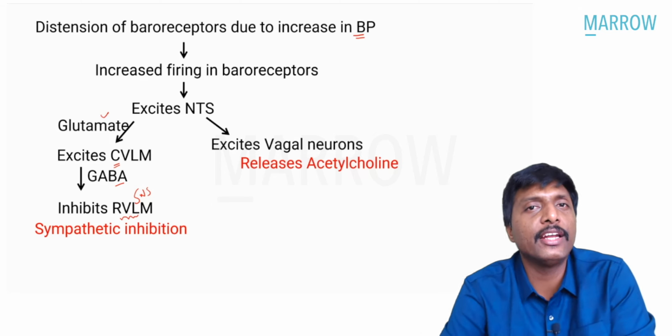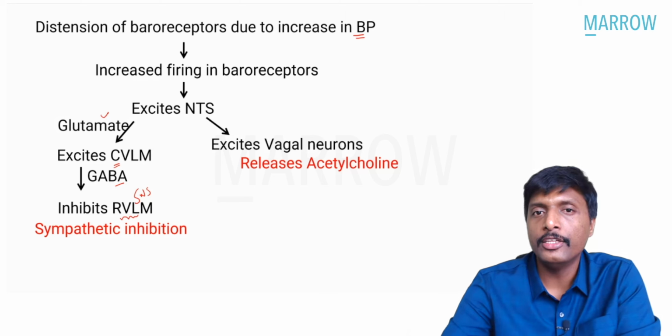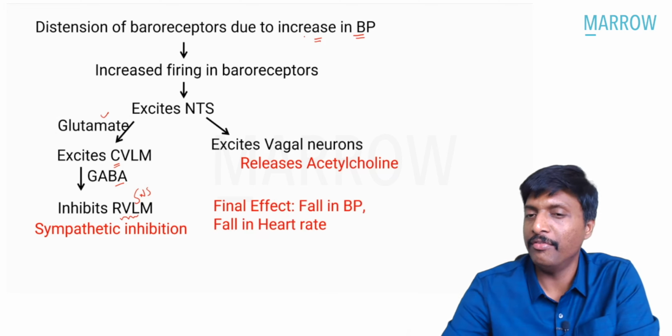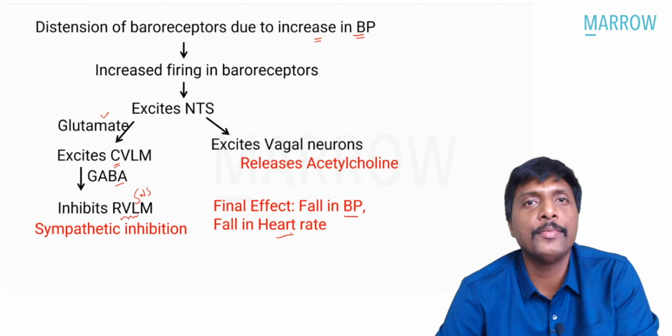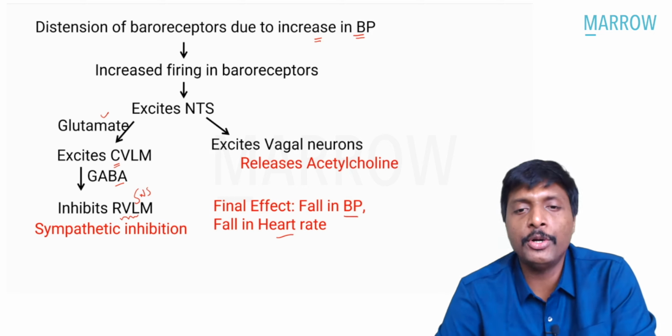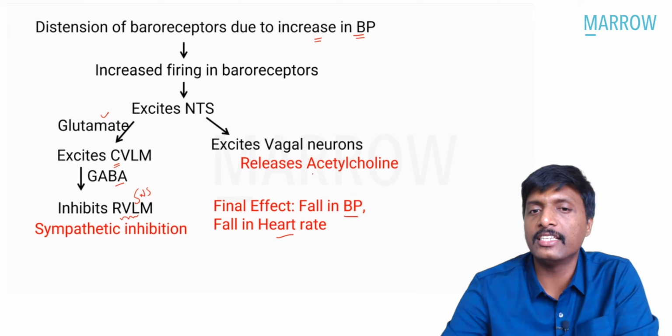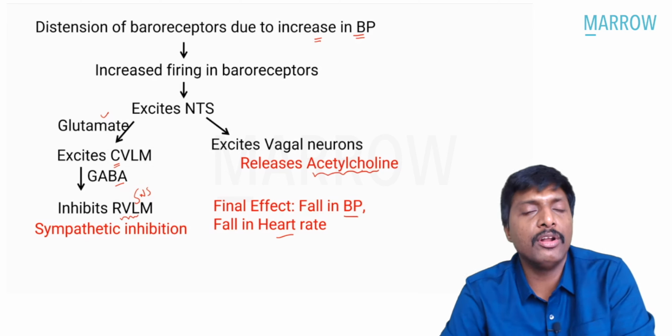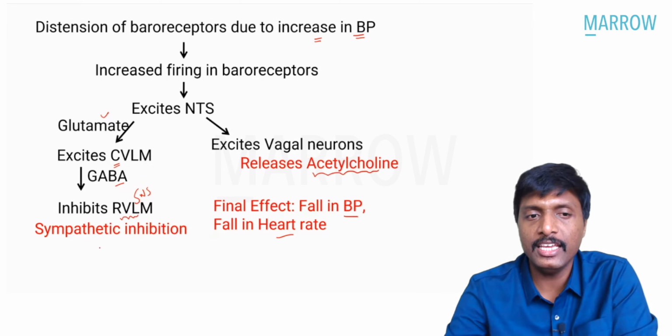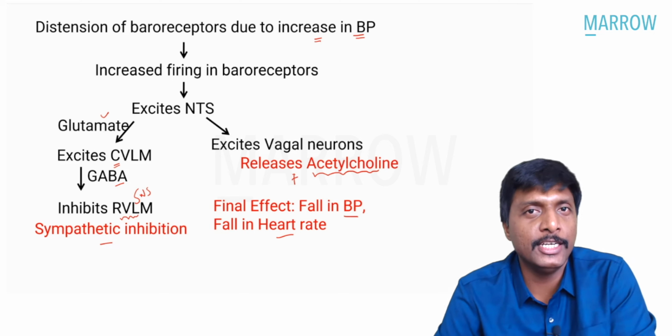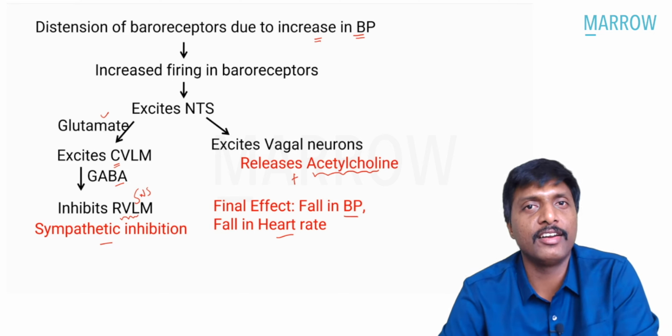So what will be the effect? What is the overall effect? The starting point is increase in blood pressure. We will end up with fall in blood pressure, fall in heart rate, bradycardia. It is because of which neurotransmitter released here? Acetylcholine. Baroreflex means sympathetic inhibition, parasympathetic activation. So acetylcholine, fall in BP, fall in heart rate.